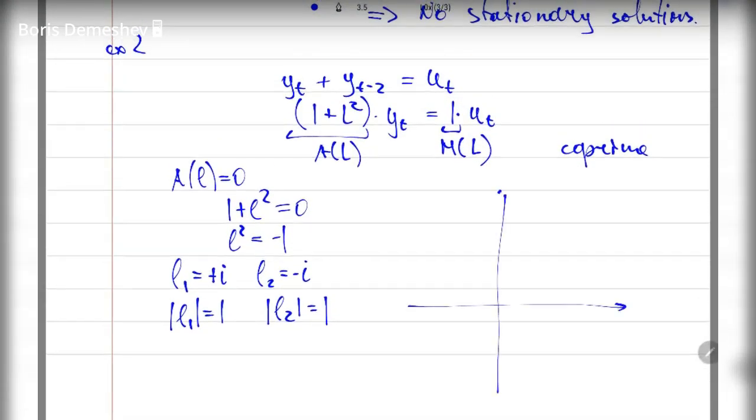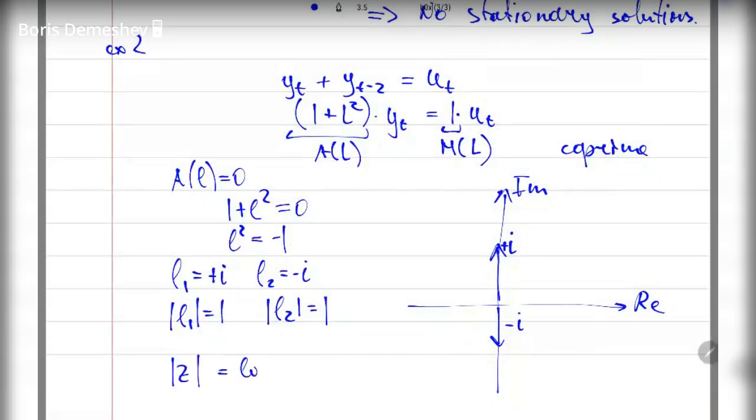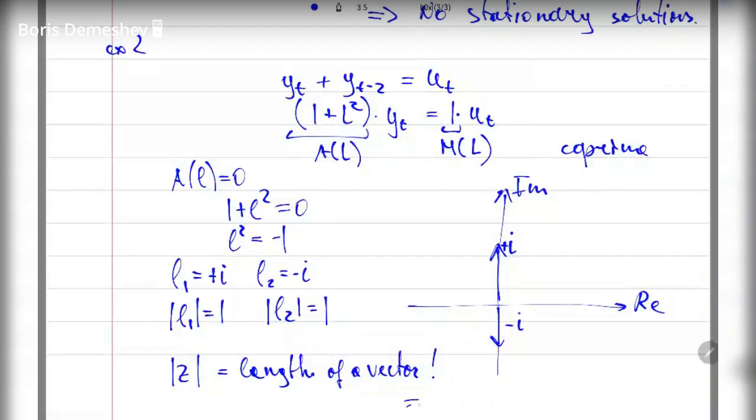So you have two complex roots. We have a real part and an imaginary part. So plus i is here, and minus i is looking downward. But basically, the absolute value of a complex number is just the length of a vector. So these vectors have unit length. So according to this theorem, how many stationary solutions do we have? No stationary solutions.